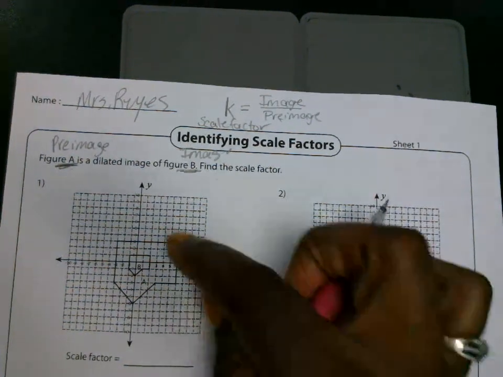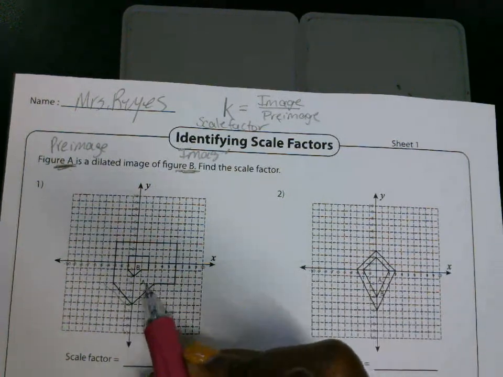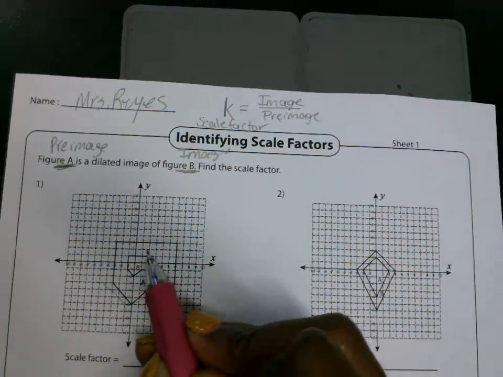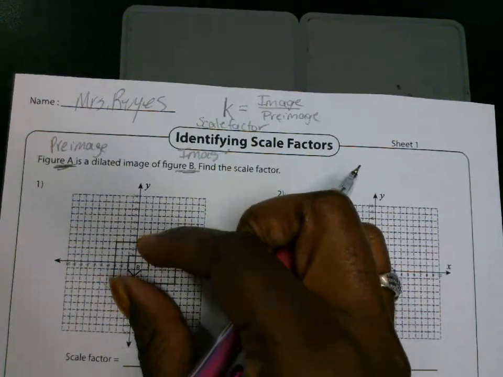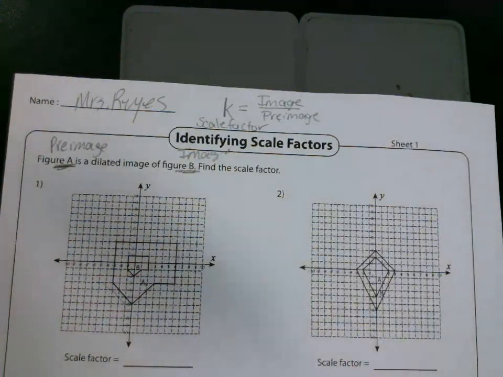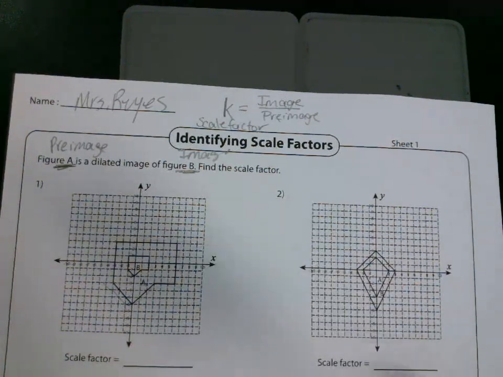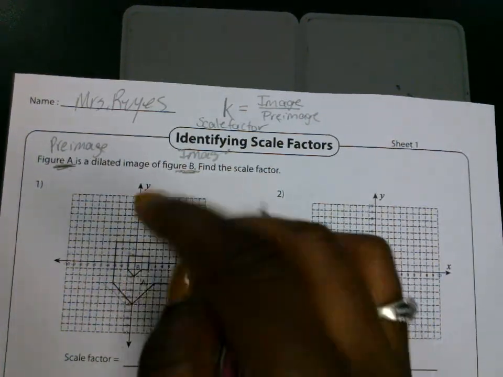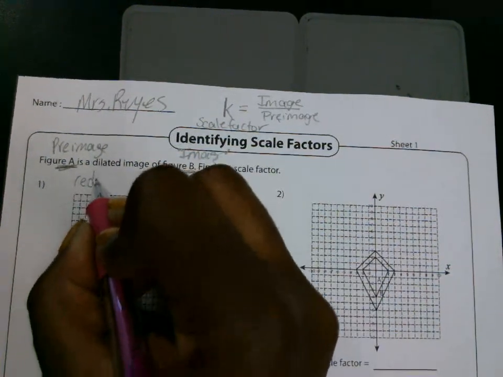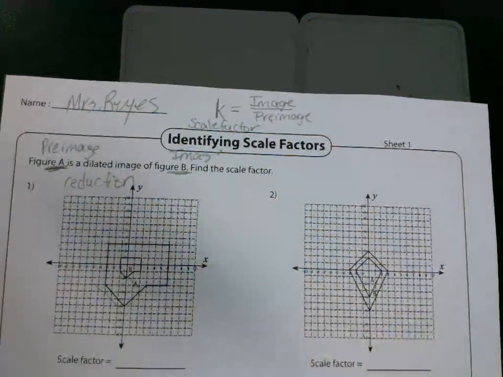In this picture, the larger picture, you see this big shape is going to be A. You see in the center, this is B. This is where it moved to. So from A to B, is it a reduction or an enlargement? Did it get bigger or did it get smaller? It got smaller. From A to B, it's smaller. So this is a reduction. It reduced in size.